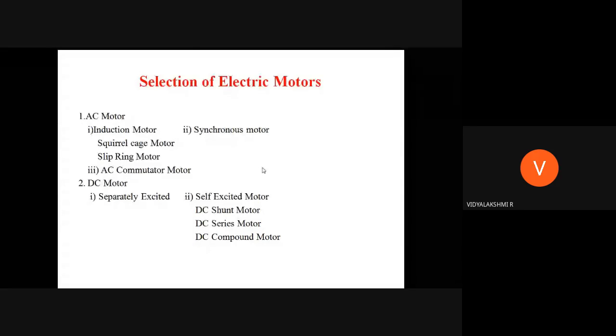If the field winding and armature winding are connected in parallel, it is called a DC shunt motor. If both windings are connected in series, it is a series motor. A compound motor is further classified into long shunt, short shunt, differential and cumulative motors. This is not needed in the first module. I will teach it in detail in module 2.